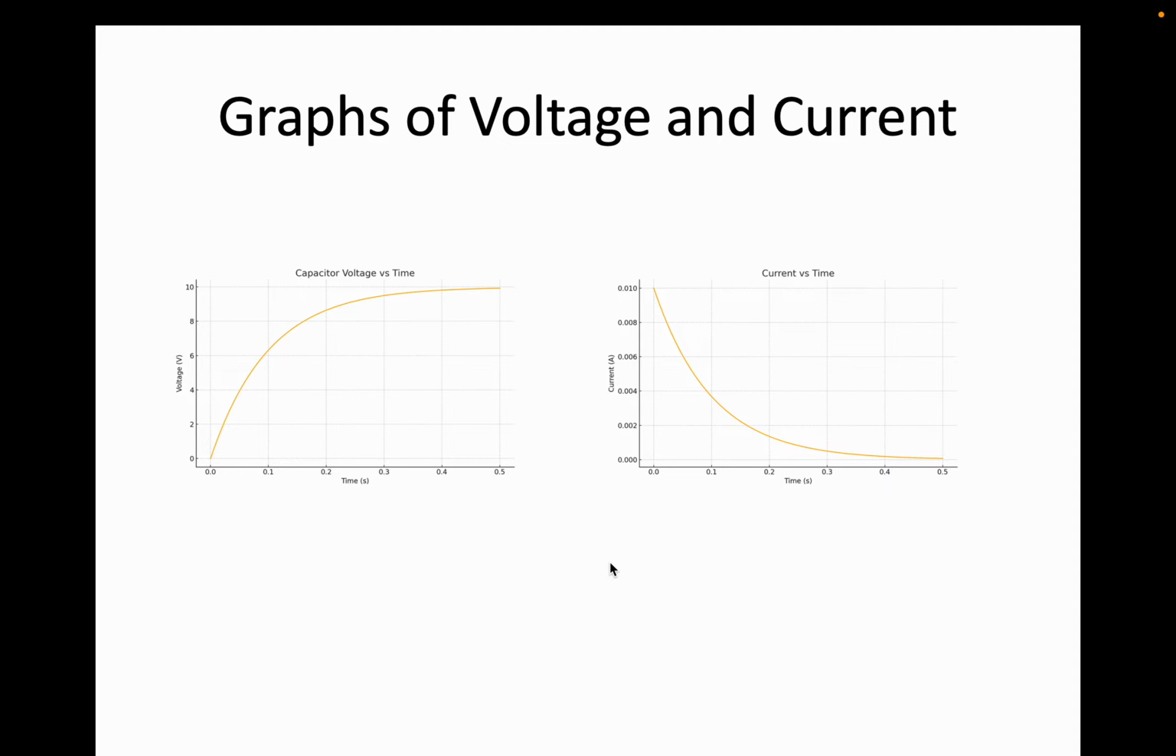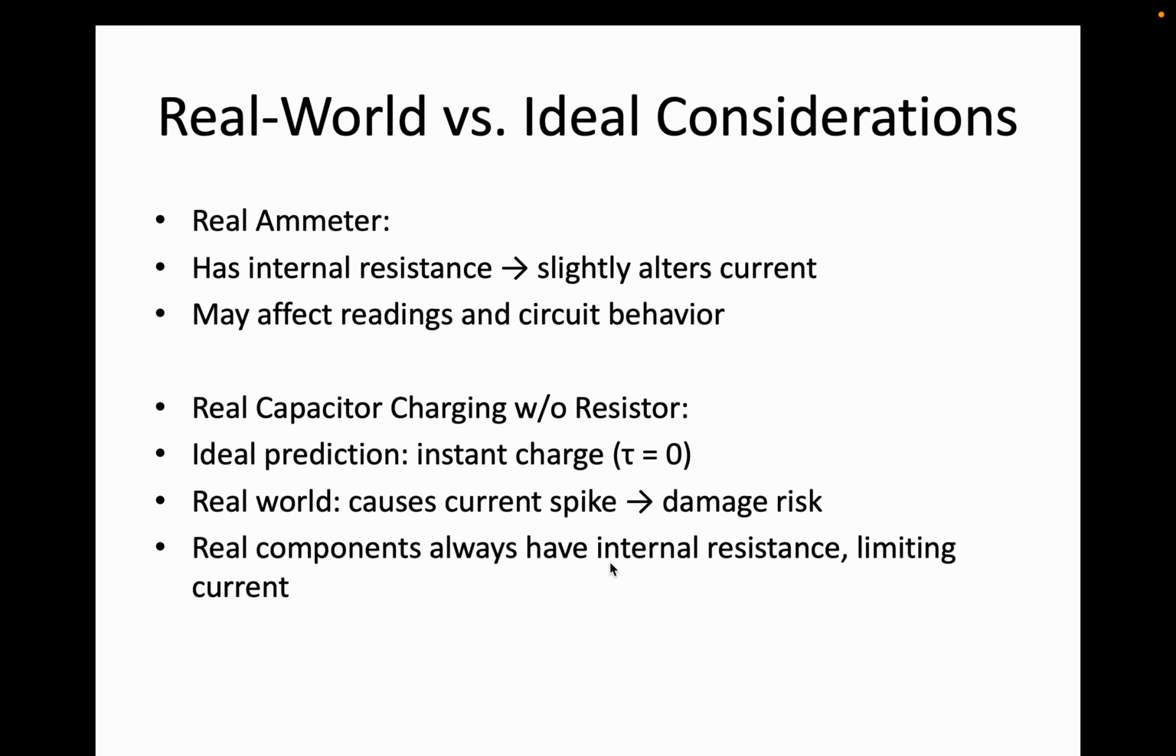So here are two graphs to show what happens. On the left, you can see the voltage rising. It starts at 0 and gets closer to 10 volts over time. On the right, the current drops from 10 milliamps to almost nothing. This matches what the equation said would happen, so the simulation was working like an ideal circuit.